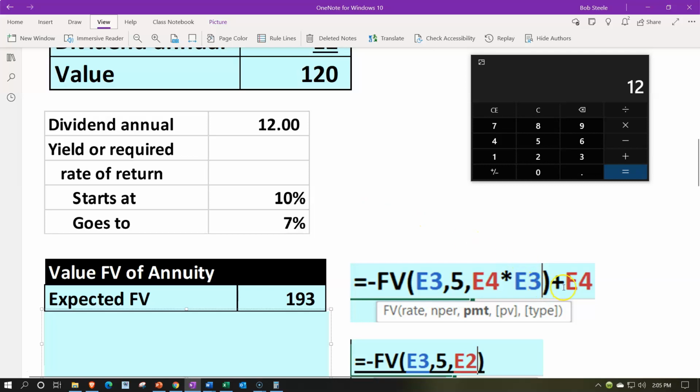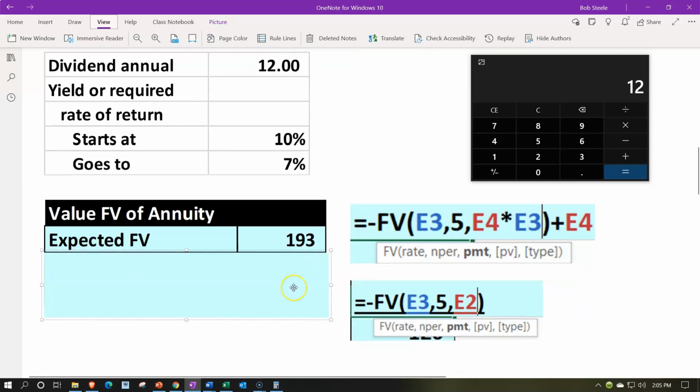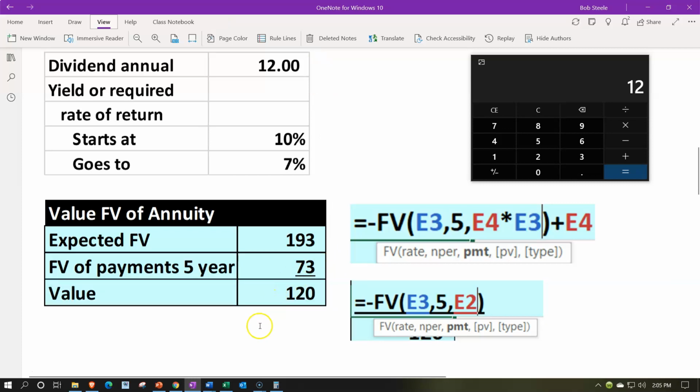And if we were to take that and add then the 120 to it, our original investment, we would get then the 193, our future value type of calculation. If we compare that to the stream or value of the dividends, the $12 dividends, and we take the future value of the 12 dividends, given the rate of return of 10%, negative future value, the rate's going to be the 10%, number of periods, once again 5, we're just projecting 5 periods out, and then the payment this time is going to be the dividends, the $12, so that's going to be the 73. Subtracting those two out would once again give us the 120.